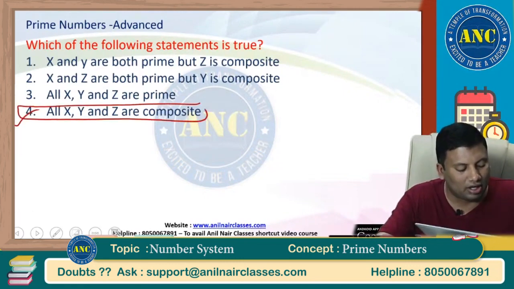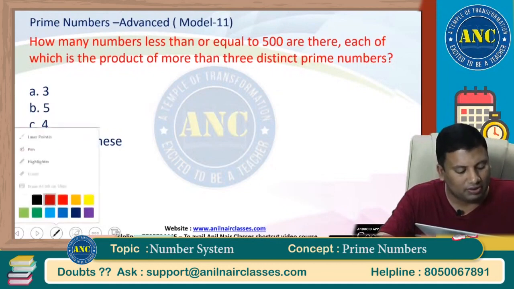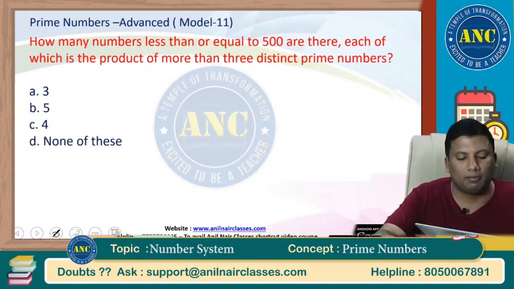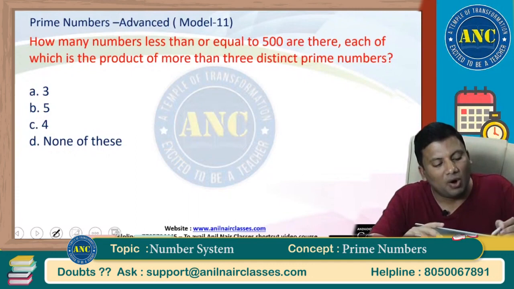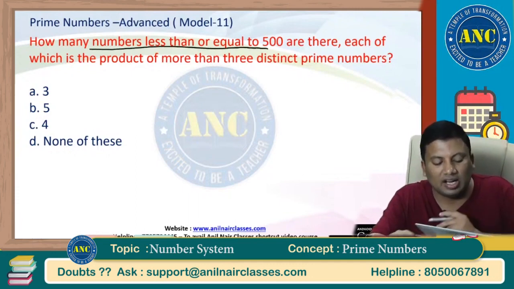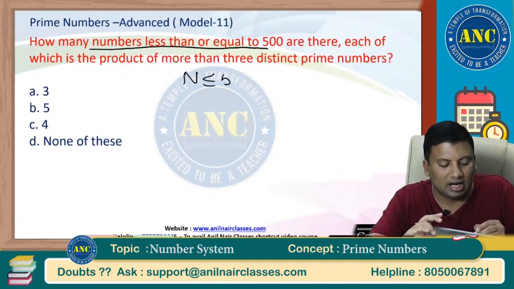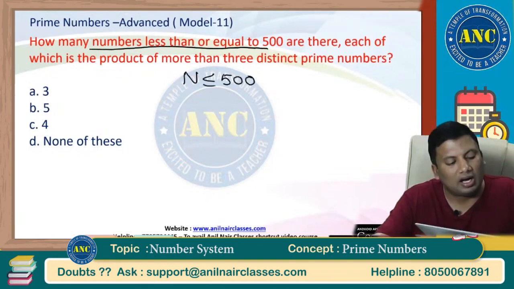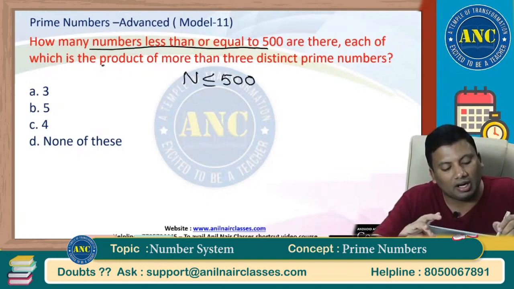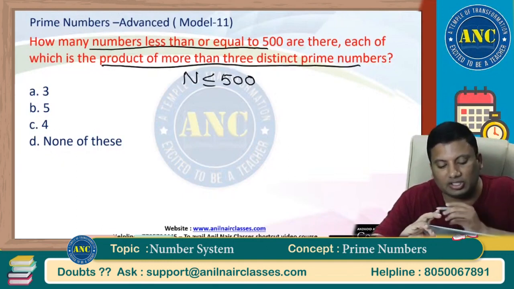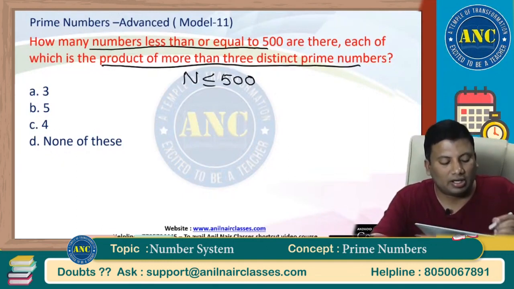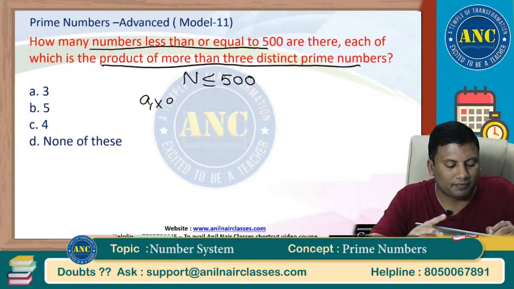We are at model number 10. I hope the idea is clear. Model number 11. How many numbers less than or equivalent to 500 are there which are the product of more than 3 distinct prime numbers? The product should be more than 3.